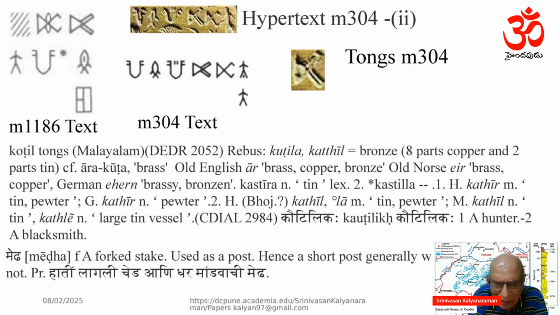It looks like a tongs to hold a molten vessel, a very hot vessel that can be held like a tongs, like this. This tongs is a special word. Kotil is a tongs. Kutila is bronze. So this particular symbol on this M304 seems to signify some kind of bronze material. Eight parts of copper and two parts of tin create bronze. This seems to signify bronze. Next, please.